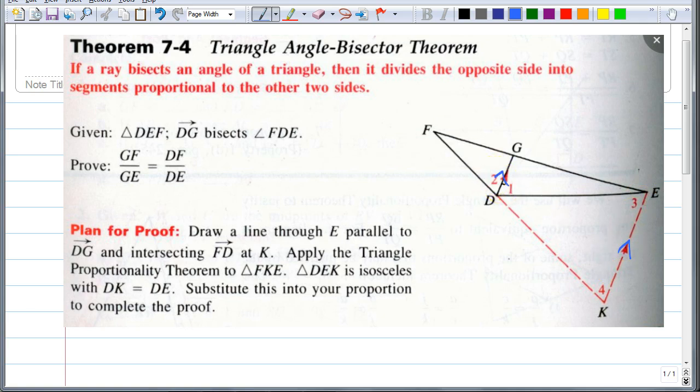Do you guys know anything about, in a triangle, if a line is parallel to one of the sides? What do you know about it? Oh, triangle FKE is similar to FDG. Okay, Samantha? FD to DK equals FG to GE. Exactly. Would you not agree?